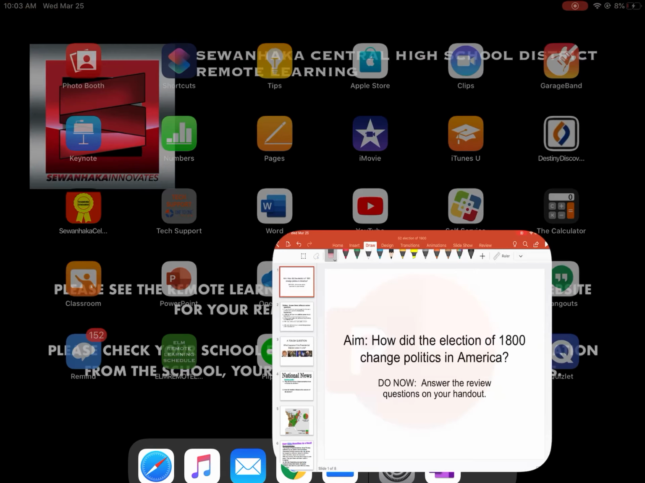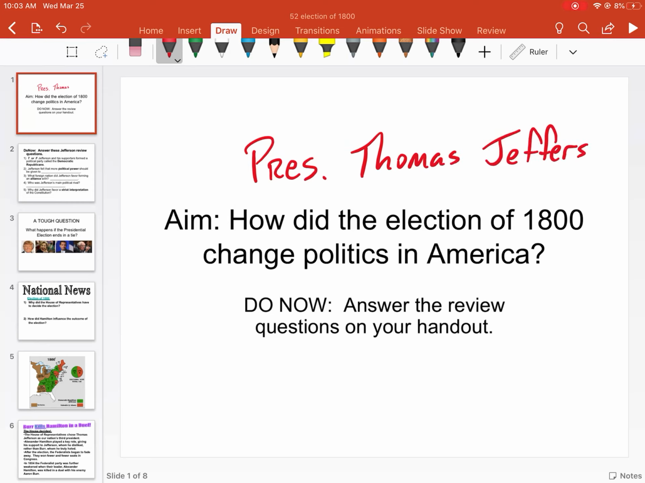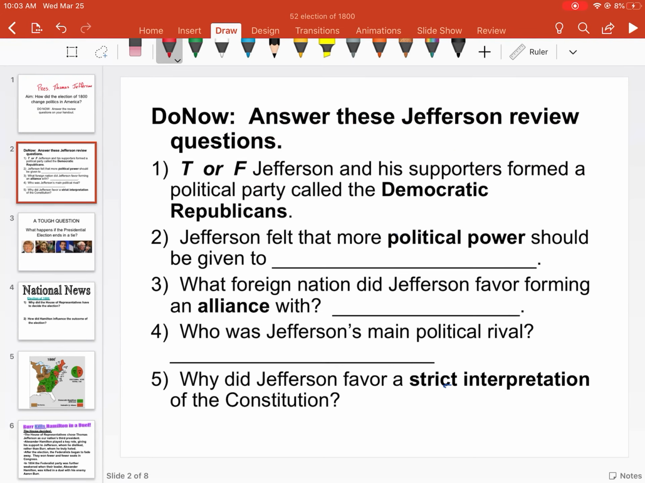I'm going to go over to PowerPoint. All right, so today's lesson aim is how did the election of 1800 change politics in America? Basically, today we're going to learn about the election of President Thomas Jefferson. All right, we'll get into him winning the election in a moment. I want you guys to begin with the do now. So pause my video and try to answer the 5 do now questions.